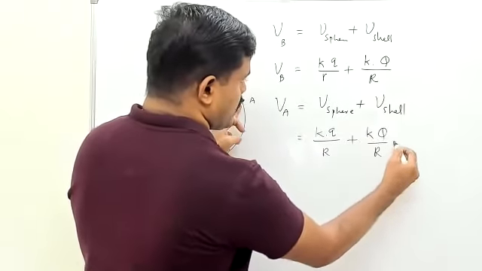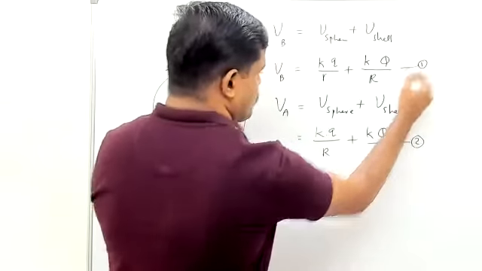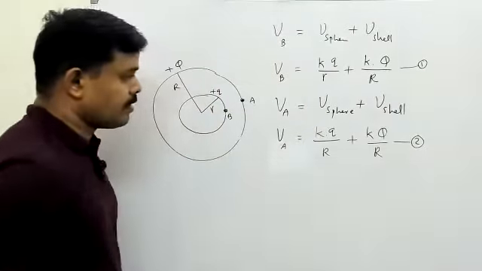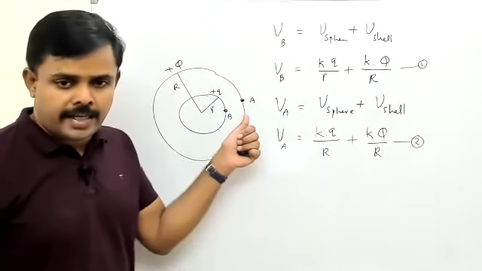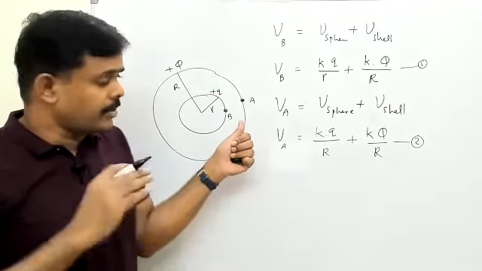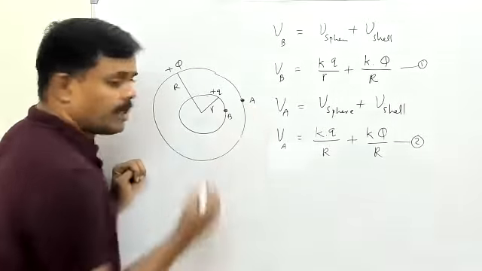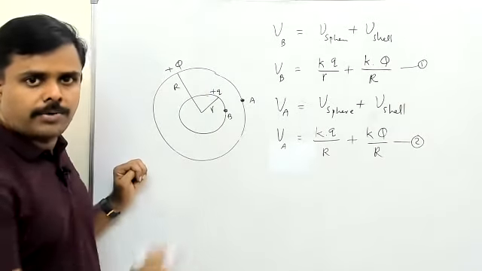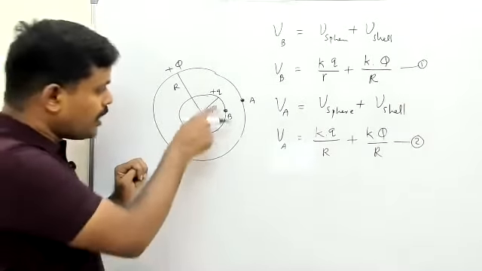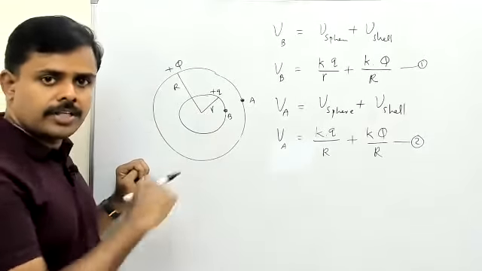So KQ over R. That is equation number 2. Equation number 1. This is VA. I'm repeating one more time. What is the potential at A? Once you have got it, you know it's going to be easy. Initially, it may look complex. So potential at A has two components. What are they? One due to the sphere, second one due to the shell.